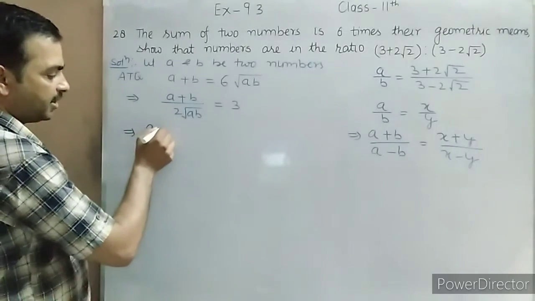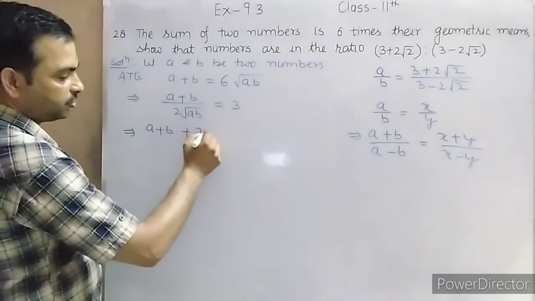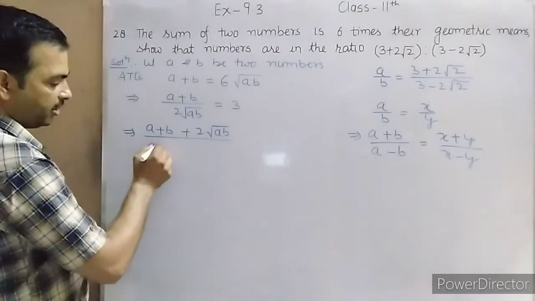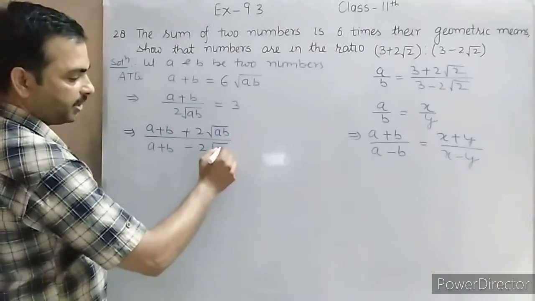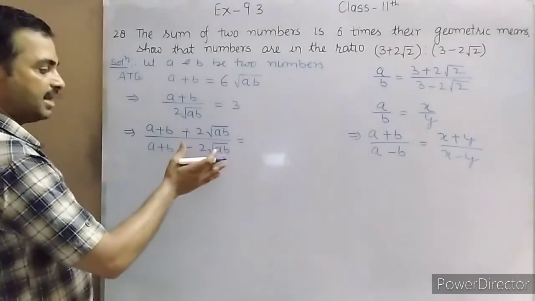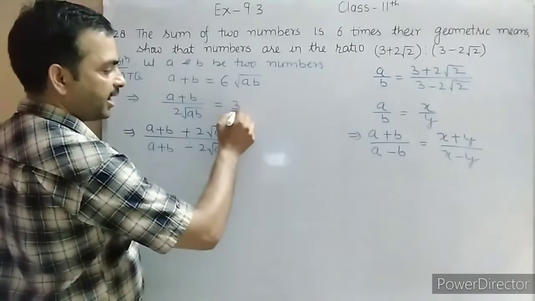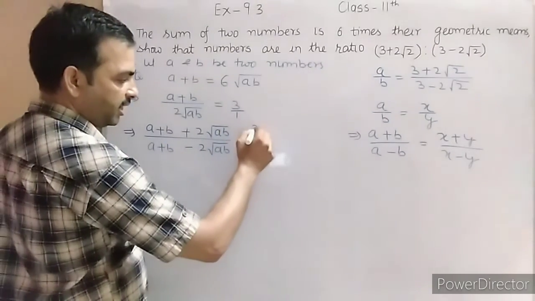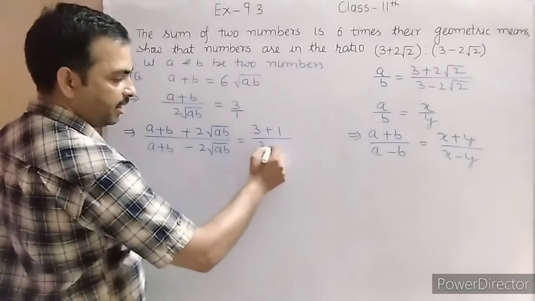So you can see that A plus B is numerator plus its denominator, so 2 root AB divided by, again, numerator A plus B minus denominator 2 root AB. And the process on the right hand side is the same as we applied on the left hand side. So 3 can be written as 3 divided by 1. Using the same property, 3 plus 1 divided by 3 minus 1.